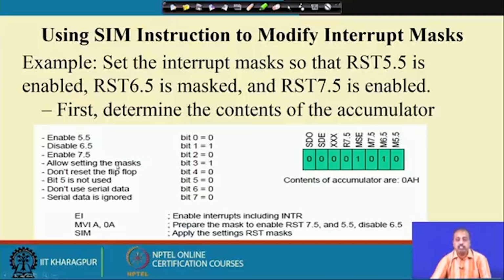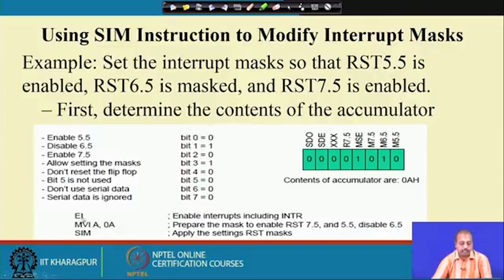Now, we have to allow this mask setting, whatever mask we are setting, this 0 1 0 should be allowed. So, accordingly this MSE bit should be equal to 1. So, bit 3 is made equal to 1. RST 7.5 is enabled, and we do not want the flip flop to be reset, that is, if some interrupt has occurred, that interrupt should be remembered. So, do not reset the flip flop. So, this R 7.5 bit is set to 0. Bit 5 is do not care, that is not used, and we are not going to use serial data transmission. So, bit 6 and bit 7 are made 0. So, this is the bit pattern that we have to set in the accumulator.